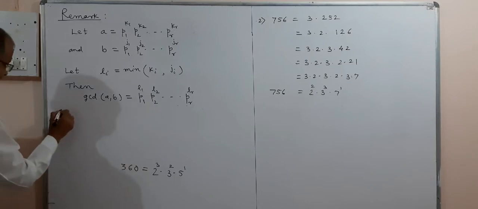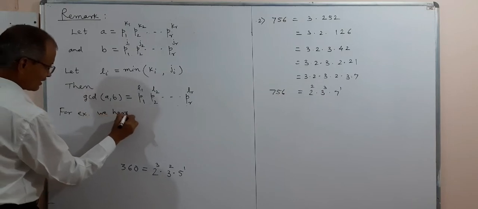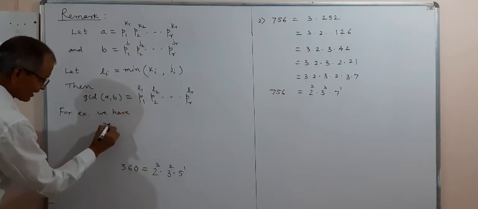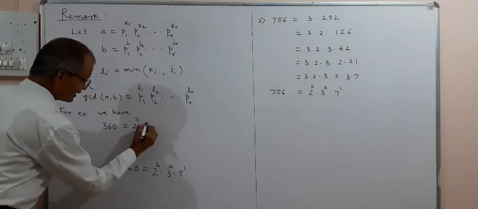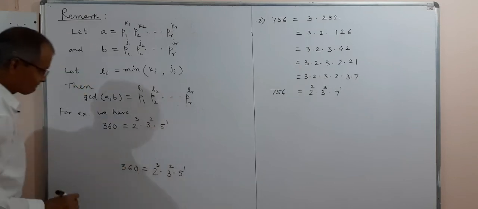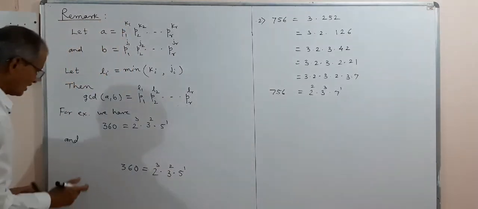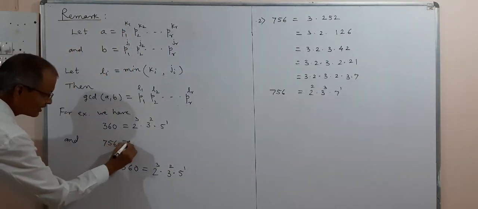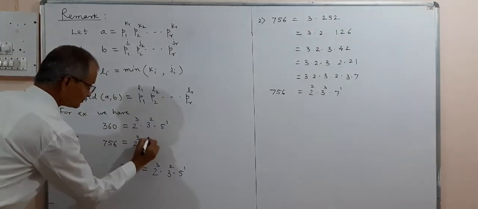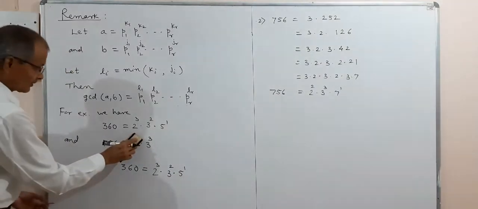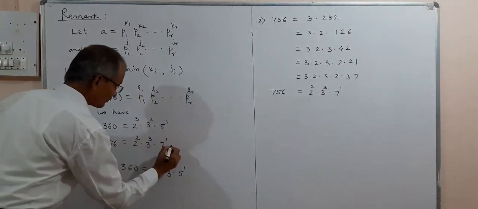For example, we have these earlier numbers. 360 in canonical form is 2 cube, 3 square, 5 raised to 1, and another number we have considered is 756. So 756 is having the expression 2 square, 3 cube, into 7 to the power 1.